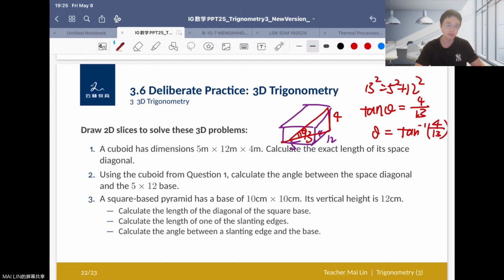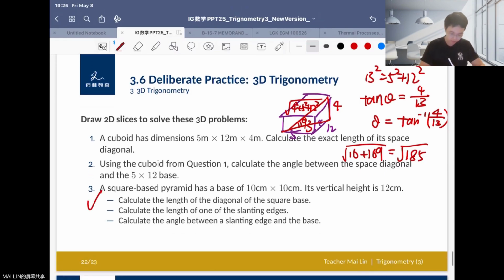And the second problem uses the cuboid from question 1: calculate the angle between the space diagonal and the 5 times 12 base. Okay, so this is the angle theta. And if you want to find the space diagonal, you can set it as square root of 4 squared plus 5 squared plus 12 squared, right? Okay, so that is 16 plus 169. Okay, so the first problem's value is the square root of 185. Okay, that is for this problem.